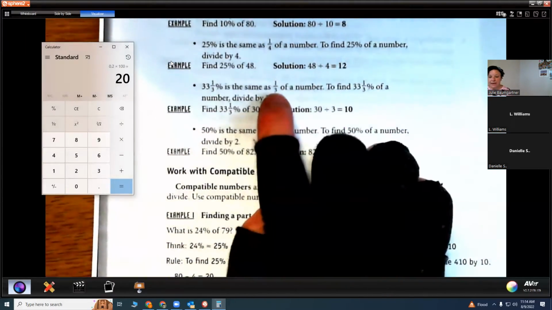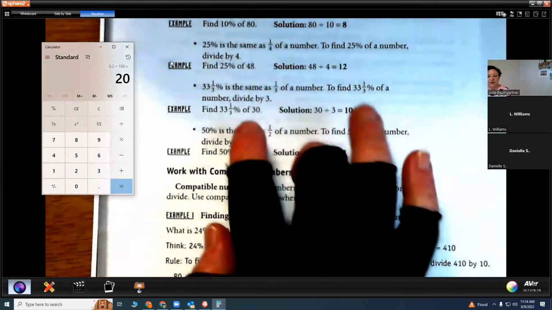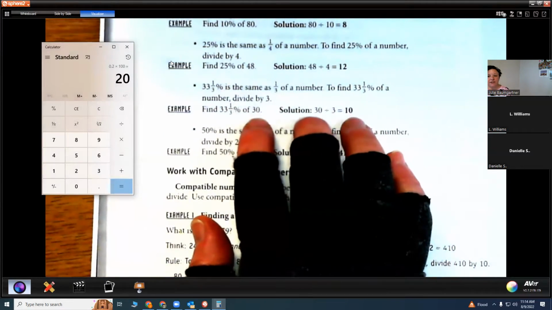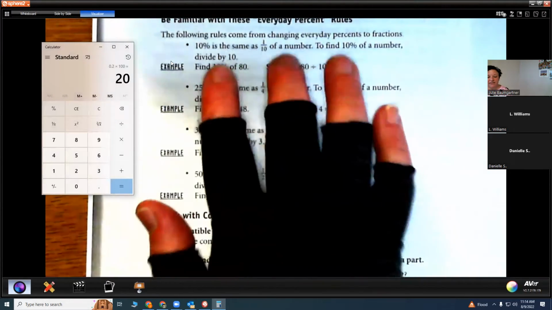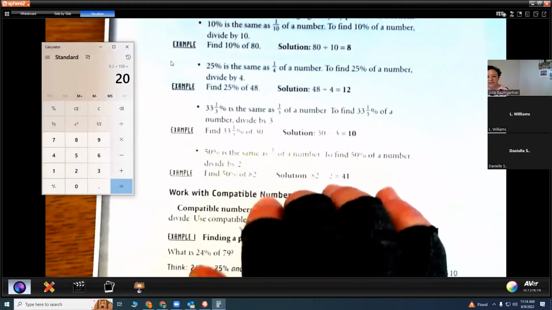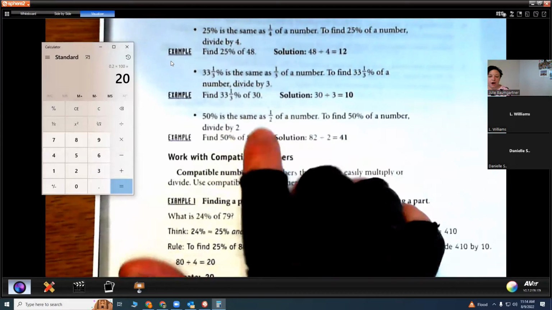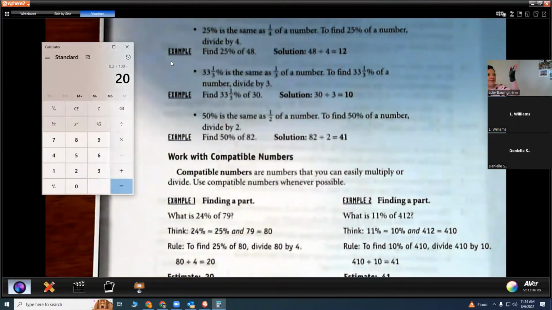33 1/3% is the same as 1/3 of a number, right? So here we're dividing into thirds. So here we have tenths, fourths or quarters, thirds, and then halves. And that was that other one where I was like, oh, well, if he's gone 13 miles and that's halfway, then we just add another 13 miles to get 100%, okay? 50% is the same as half of a number.